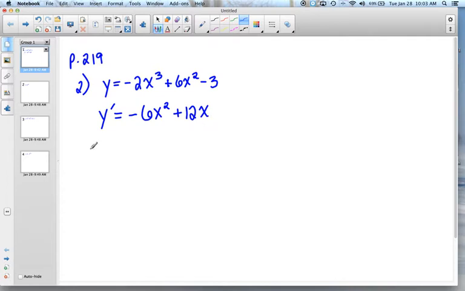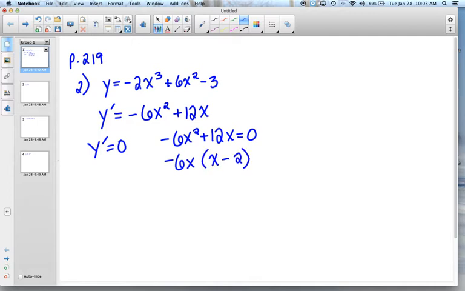Then remember we have to set the derivative equal to 0 and also find where the derivative is undefined. Well, since it's a polynomial function, there will be no places where the derivative is undefined. But as far as when the derivative is 0, we have negative 6x squared plus 12x equals 0. So we're going to factor out a negative 6x, and if I do, I get x minus 2. So then I have x equals 0 or x equals 2. So these are my critical values. Also remember these would be considered stationary points.